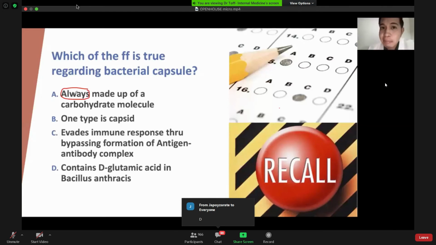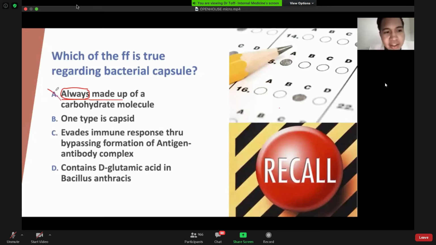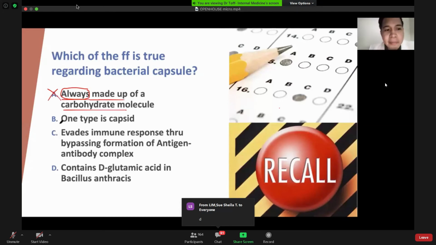Remember, there is no 100% in medicine. There is no absolute thing in medicine, right? So, tignan natin. Of course, except for other things. Pero most of the time, kapag may inclusion word na ganyan, like always, never, none, pagdudahan. So, just like letter A, mali yan. Because alam natin that there are few exceptions that contain a polypeptide unit in their capsule. Hindi carbohydrate. So, A is wrong.